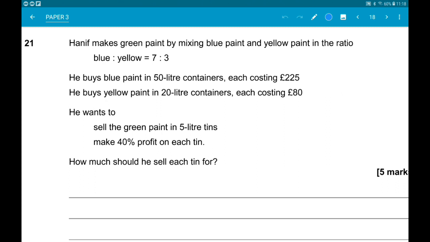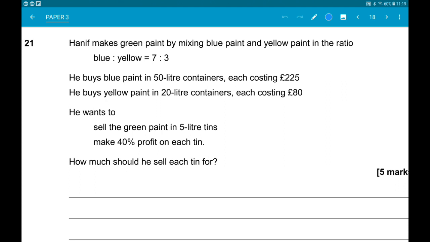Okay, so to work out how much 40% profit would be, we need to work out, first of all, how much a 5-litre tin of green paint costs him to make. So, quite a bit to do. So what we can do first of all is work out the cost of 1 litre of blue paint and 1 litre of yellow paint.